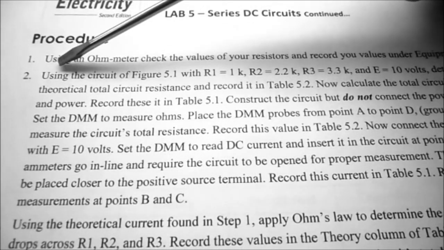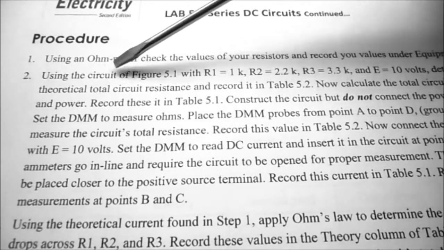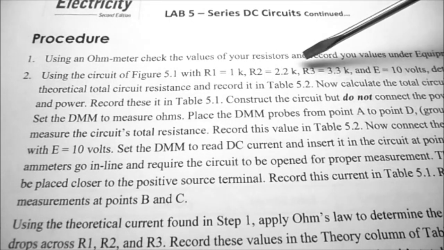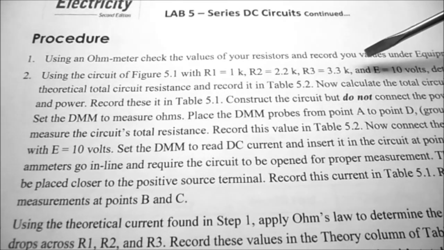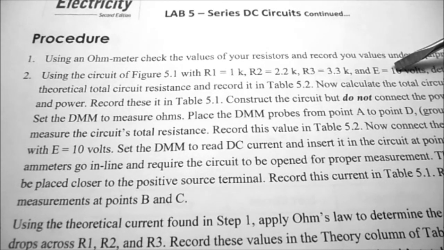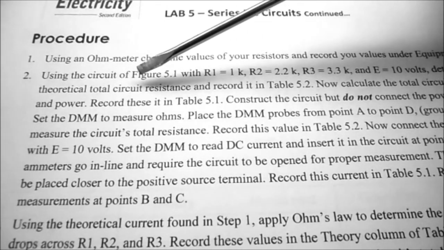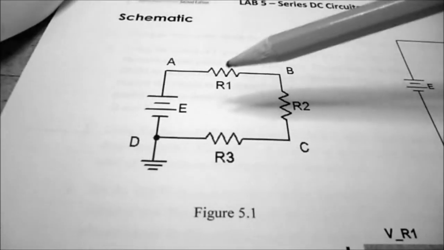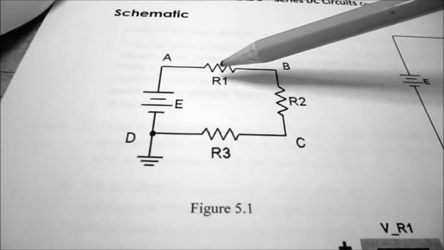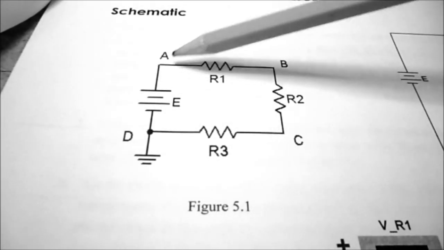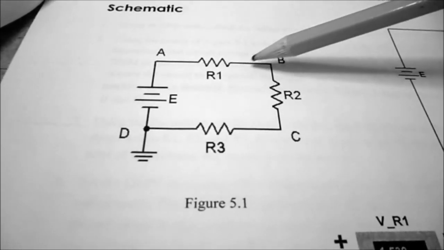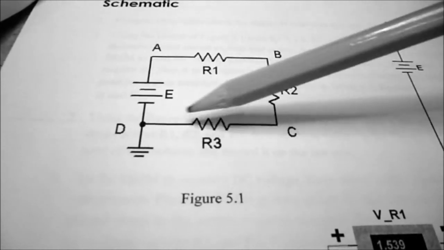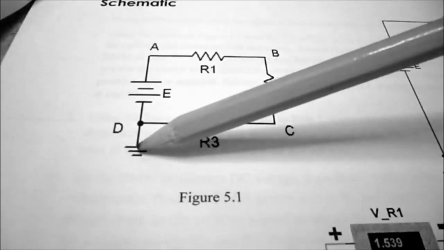So under Step 2 of Procedure, using the circuit of Figure 5.1 with R1 equal to 1K, R2 2.2K, R3 3.3K, and our applied voltage of 10 volts, we're going to determine the theoretical circuit resistance and record it in Table 5.2. So this is Figure 5.1 that we're going to wire up, and these are the points. A point, B point is between resistor 1 and resistor 2, and C point is between resistor 2 and resistor 3, and D point is basically at your ground.